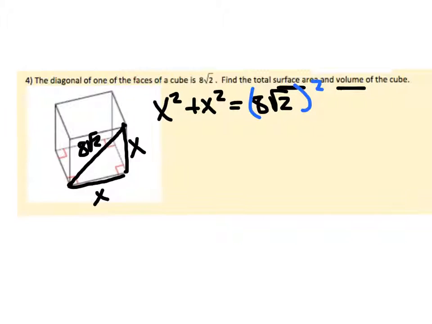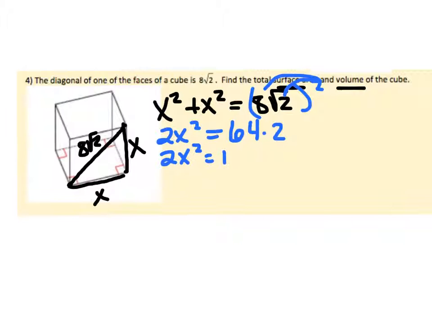So continue to simplify. I have 2x squared equals, and remember, you square the 8 and you square the root. It's going to be 64 times 2. So I have 2x squared equals 128. X squared equals 64. And then x is going to equal 8. So that's the side length of the cube.